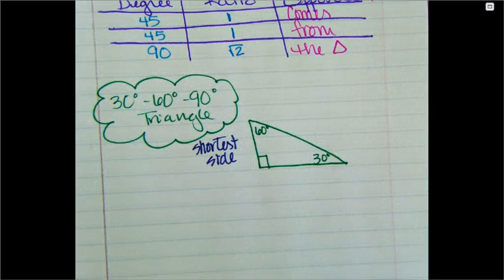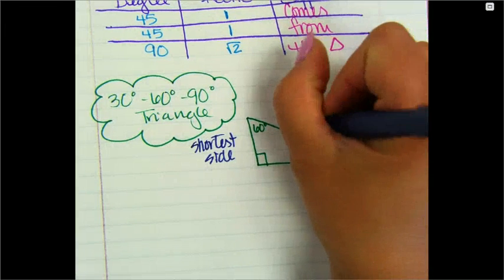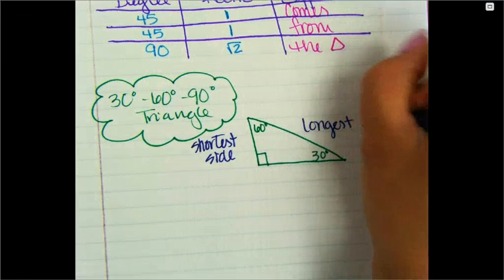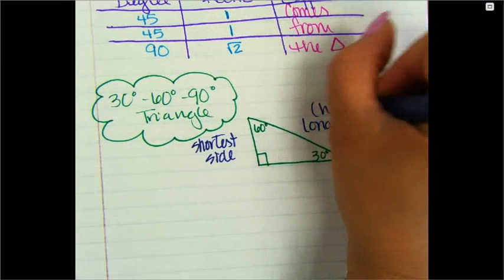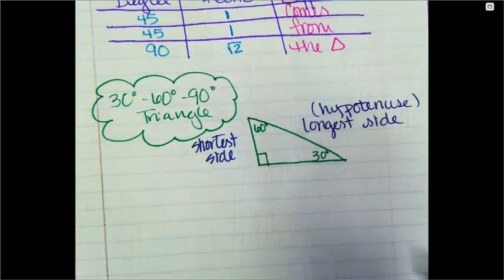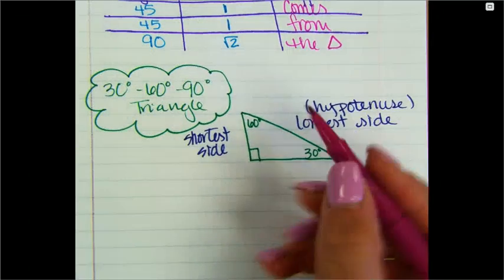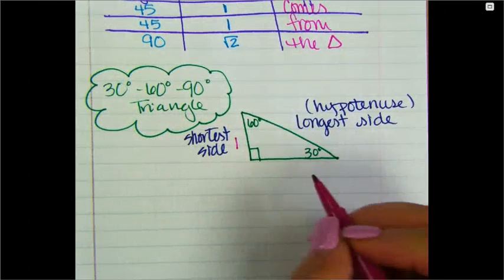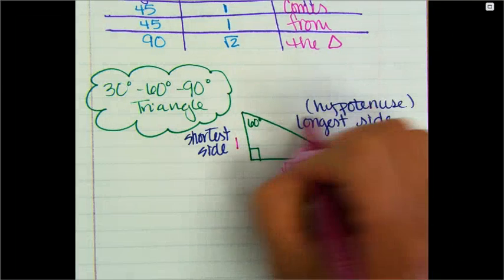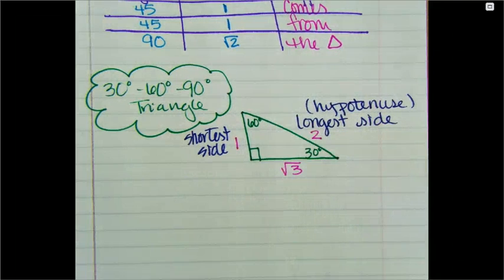What's the longest side on the whole triangle? Which one? The 90. Which is your what? That's with an H. Hypotenuse. Okay? This one has a ratio also. Your 30 is 1. Your 60 is radical 3. And your longest side, your hypotenuse, has a ratio of 2. So I'm still going to make the chart down at the bottom.